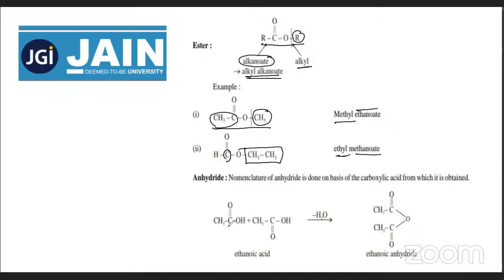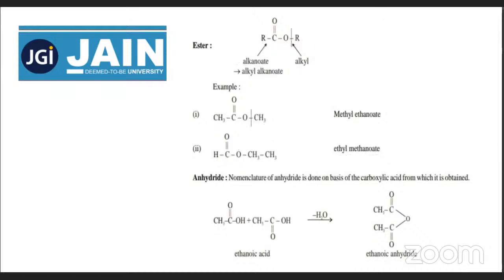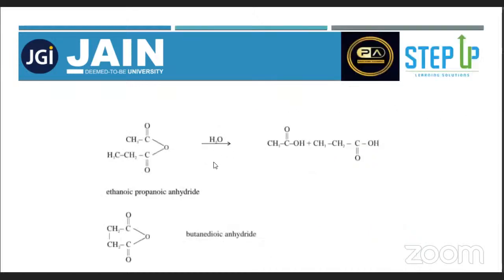Okay. And anhydride nomenclature is based on where it is obtained from. If it is obtained from these 2, we write it as ethanoic anhydride because both are ethanoic acid. If I have 2 different ones, say ethanoic and methanoic acid, I'll write it as ethanoic methanoic anhydride. Okay, so you can see the example. We have ethanoic propanoic anhydride here. How I get to know this: we have 2 carbon here and 3 carbon here, so that means it came from ethanoic and it came from propanoic.